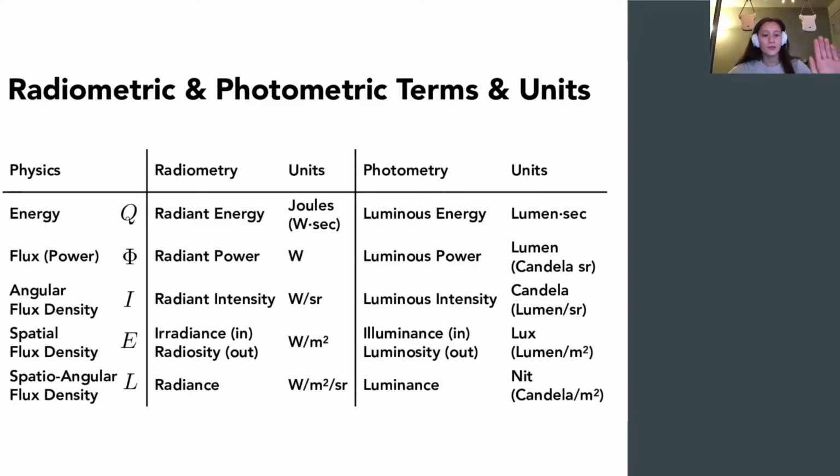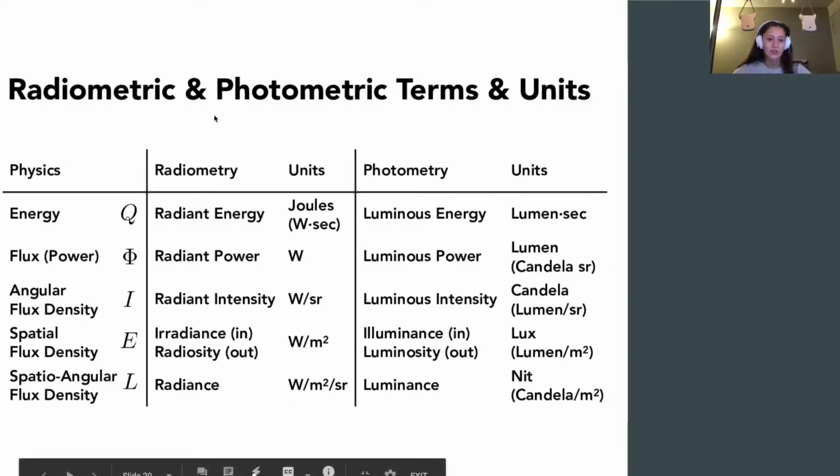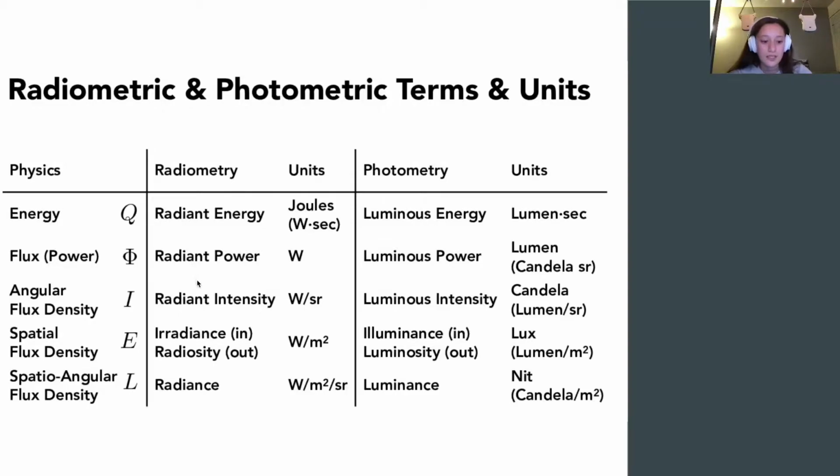So let's focus on the radiometry column first. We have radiant energy, radiant power, radiant intensity, irradiance, and radiance. These are all including W, which is watts. So this is a measure of energy, and each of these terms measures energy in a different way. So they all serve a different purpose for measuring how energy is emitted and absorbed and dispersed throughout the world.